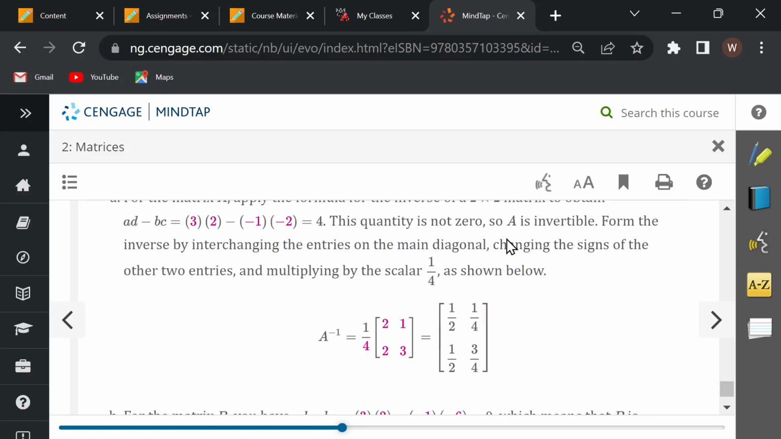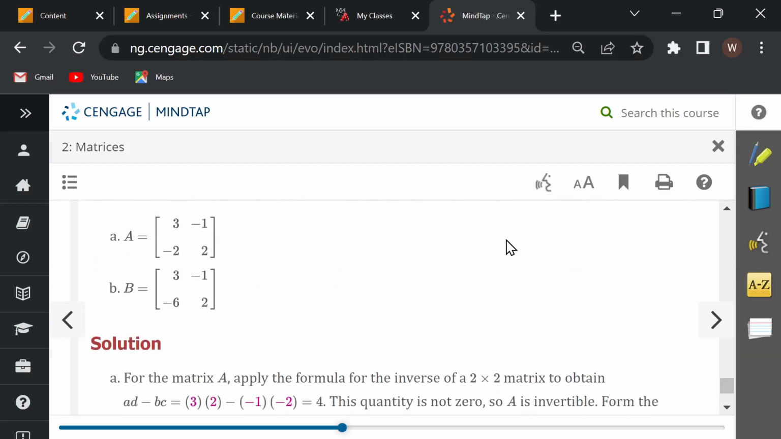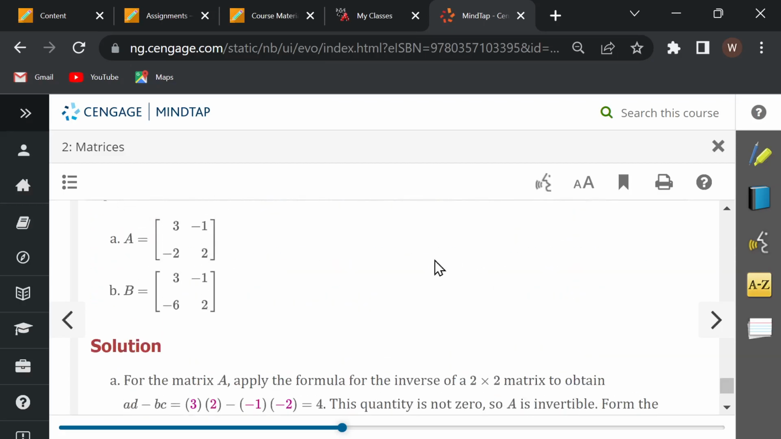Okay, so the inverse is this piece right here. And again, how did the author know where to put the 2s and 3s? It switched the entries along the main diagonal, and it negated the anti-diagonal by multiplying by -1.